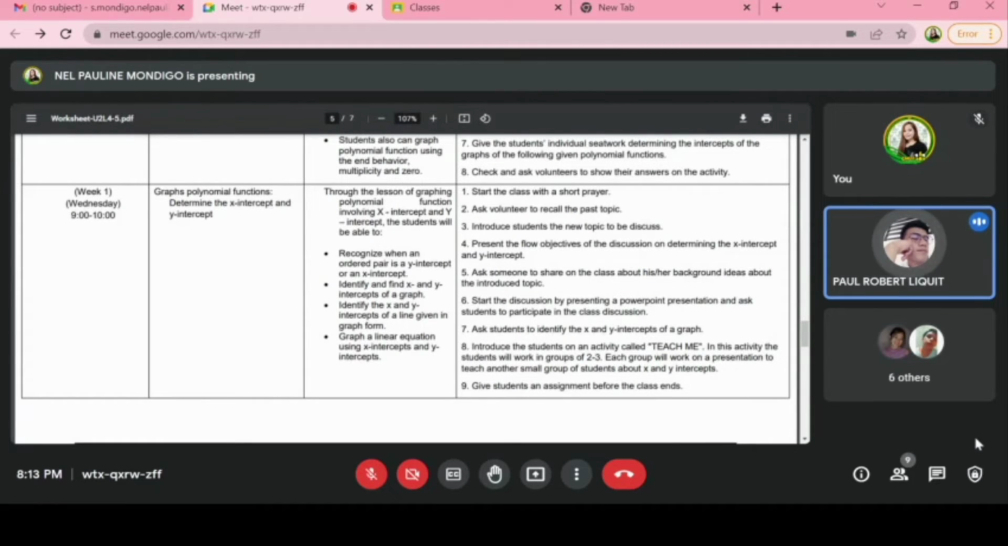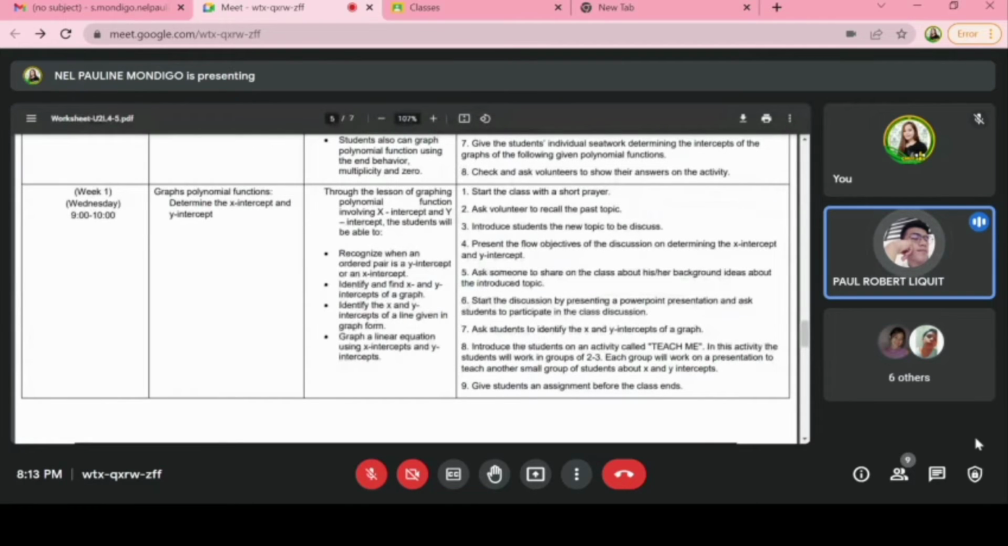Next, identify and find the x and y intercepts of the graph. Next, identify the x and y intercepts of a line given in graph form. And the last one is graph a linear equation using x-intercepts and y-intercepts. And its daily procedures are: start the class with a short prayer. Next, ask a volunteer to recall the past topic.